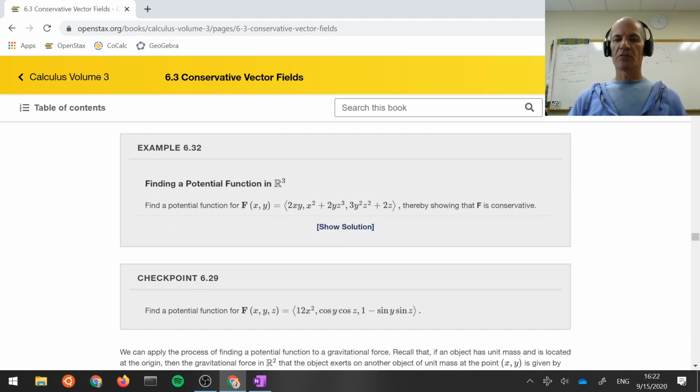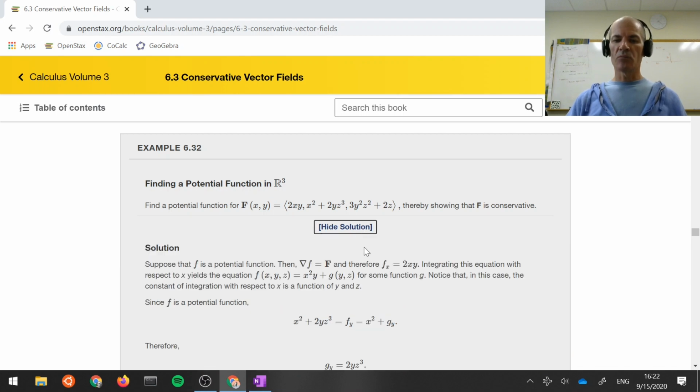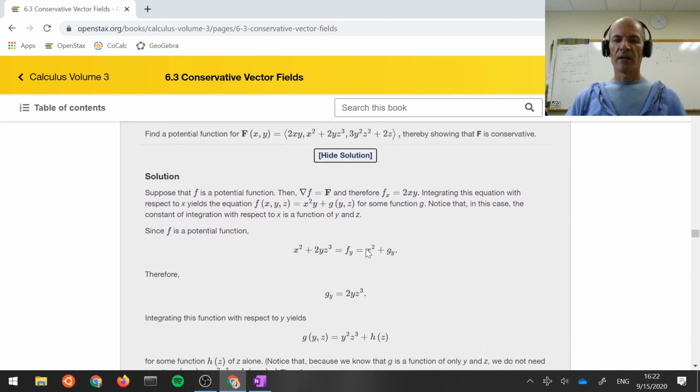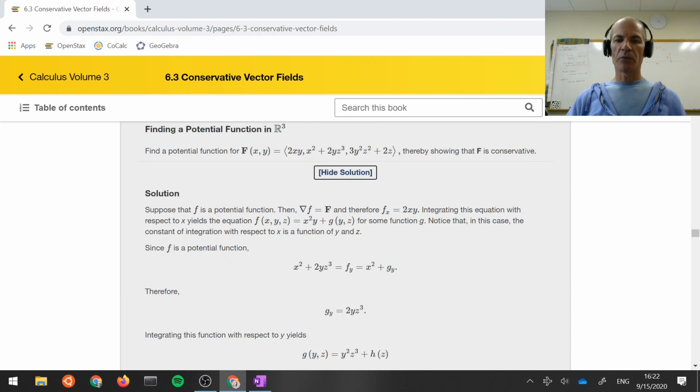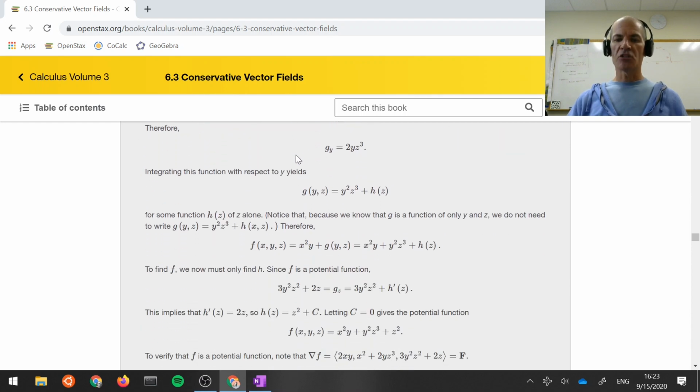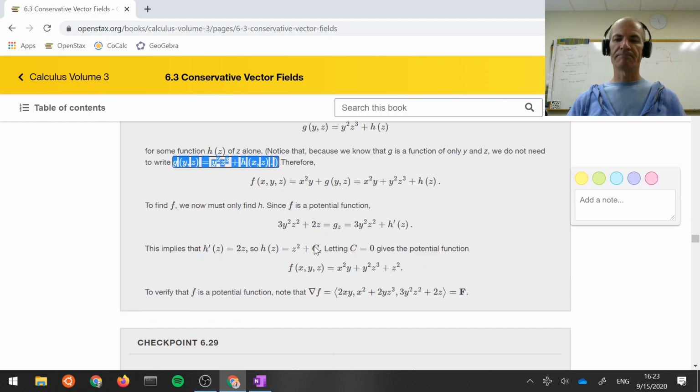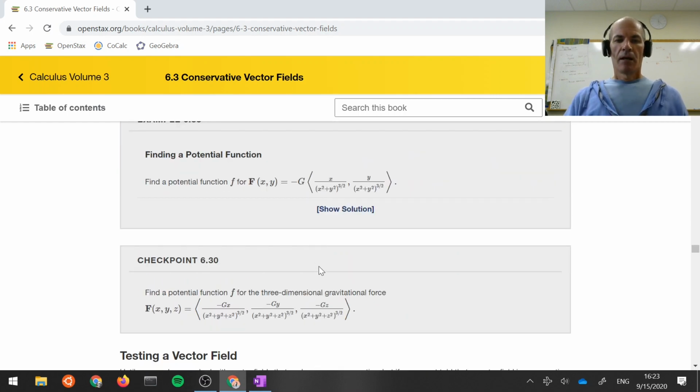Similarly, we can do this finding potential functions in R3, and it's really just another equation that you have to deal with. The only substantive difference, once you set f sub x equal to this, f sub y equal to this, f sub z equal to this, when you anti-differentiate this with respect to x, you need to introduce a constant that might depend on two variables instead of just one. All right.